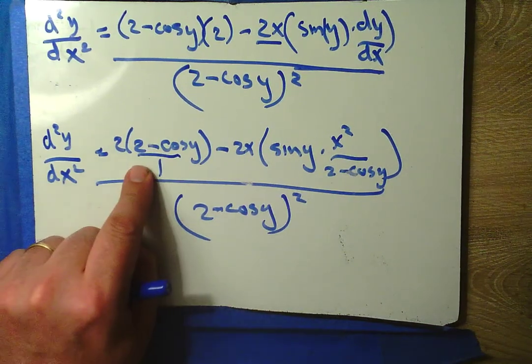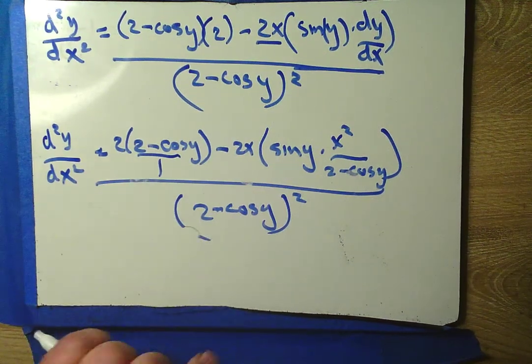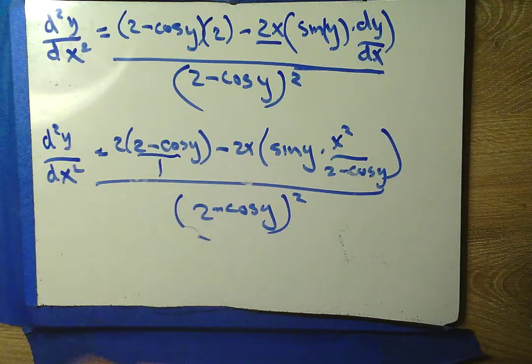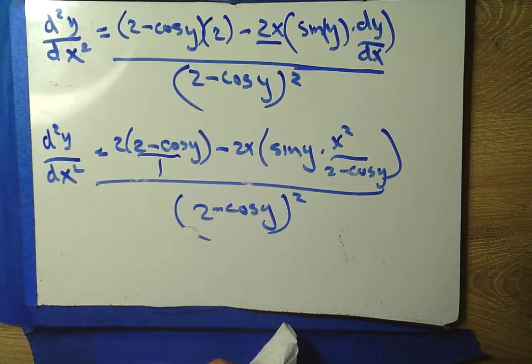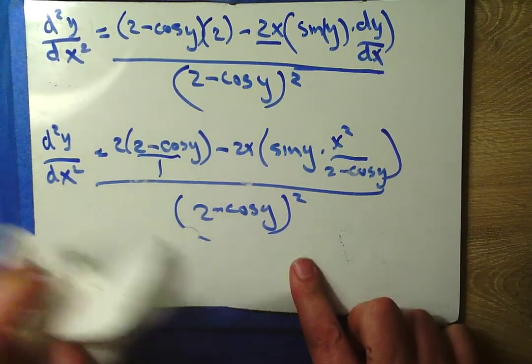You could make a common denominator here. You still wouldn't be able to cancel one of these. Just move on with life, okay? All right, so there is our implicit differentiation. So next, let's take a quick look at review.